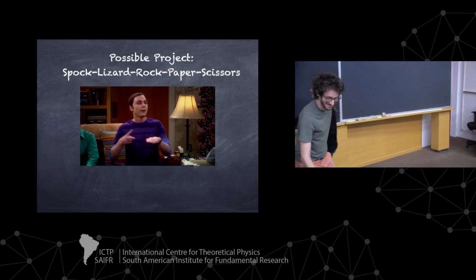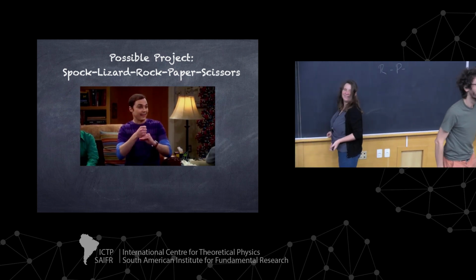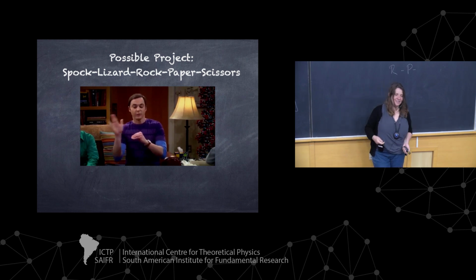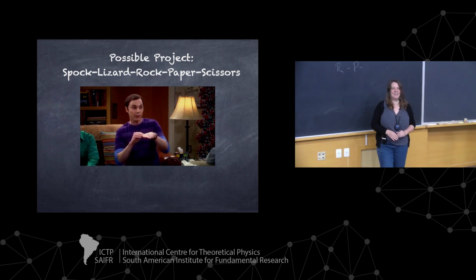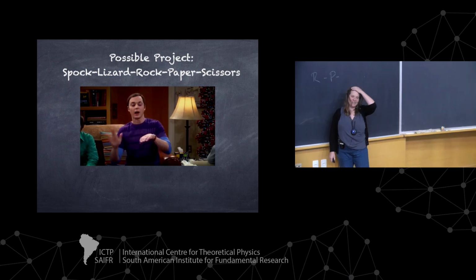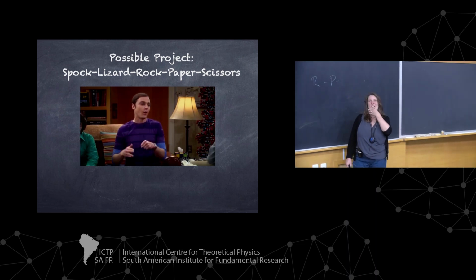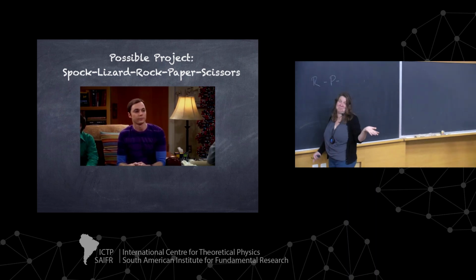Scissors cuts paper, paper covers rock. Rock crushes lizard, lizard poisons Spock. Spock smashes scissors, scissors decapitates lizard. Lizard eats paper, paper disproves Spock. Spock vaporizes rock, and as it always has, rock crushes scissors.